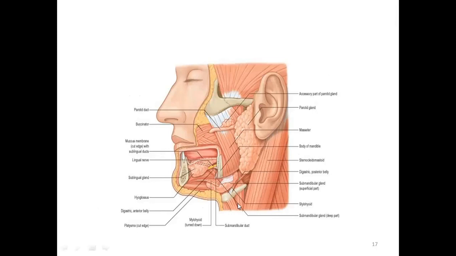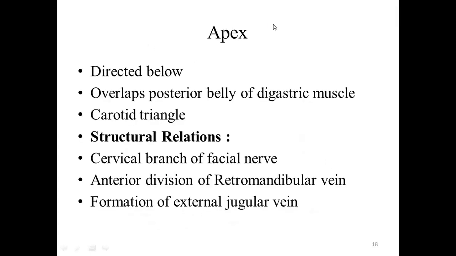So you can see this is the apex, this is the base, the anterior border, the posterior border, and the medial border is inside. The anteromedial surface and posteromedial surface are located here only, medial to this cursor. Then the apex is directed below, overlaps posteriorly the digastric muscle. There is a carotid triangle even nearby.